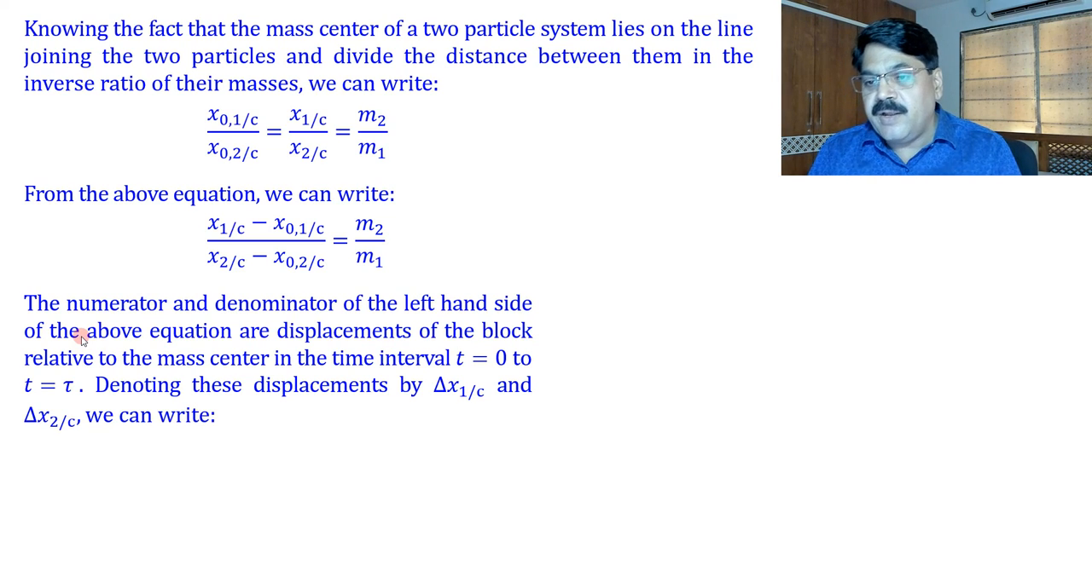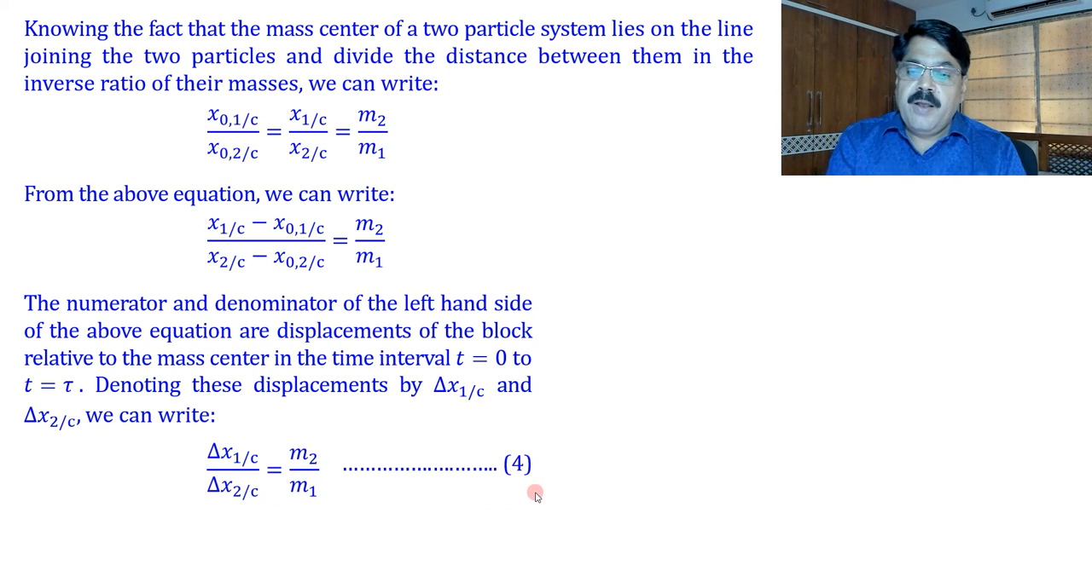As we had done earlier, what can we write? Delta x1 with respect to c upon delta x2 with respect to c is equal to m2 by m1. So delta x1 with respect to c upon delta x2 with respect to c is equal to m2 by m1, equation number 4. Now, equation number 3 suggests the sum of these two quantities. So by using ratio and proportion, we can find these values.